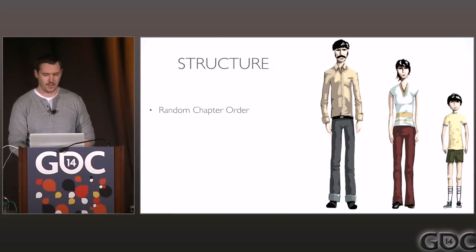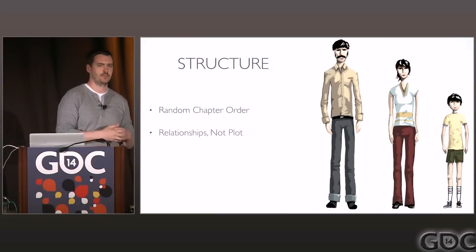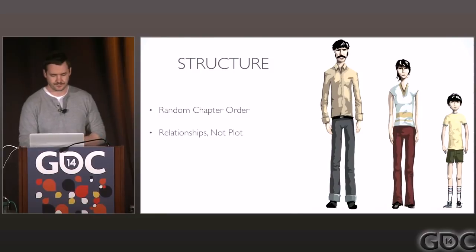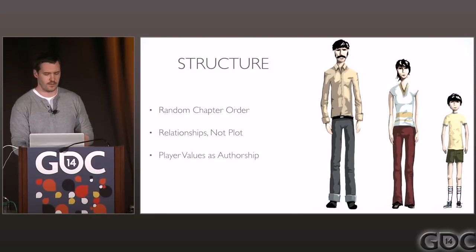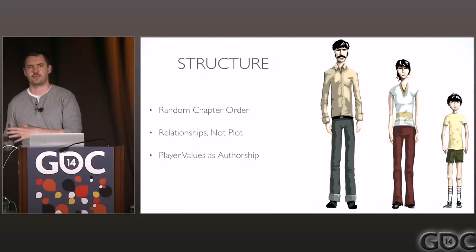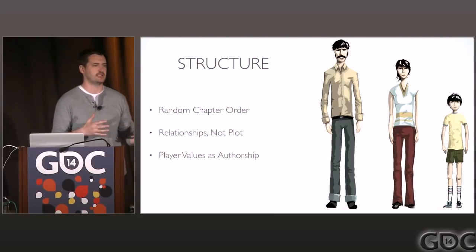The second point is that I wanted relationships to be the sort of core thread and the core connective tissue between chapters, not a series of plot events. And finally, I wanted to create a framework that's based on player values as the authorship of the game. I wanted to create something where the player has to make personal decisions to create this story. So I tried to take each chapter and make each of the decisions the player has to make equally sympathetic from the different perspectives in the game.